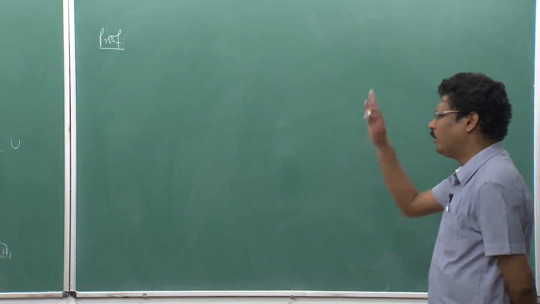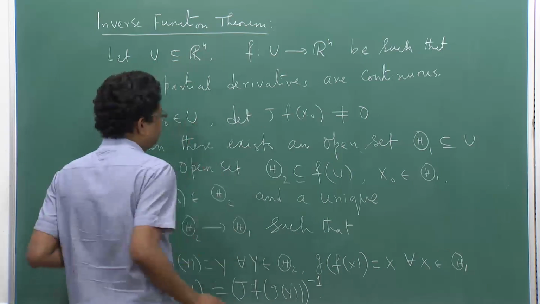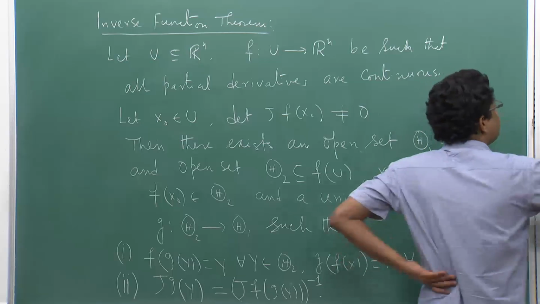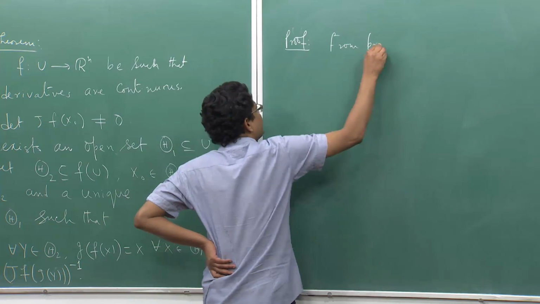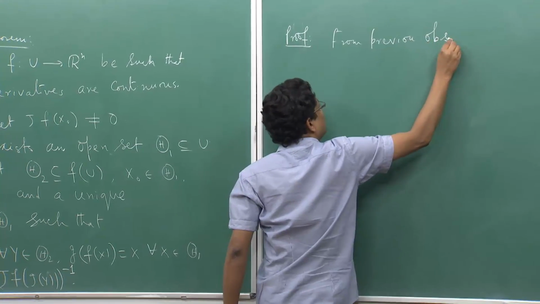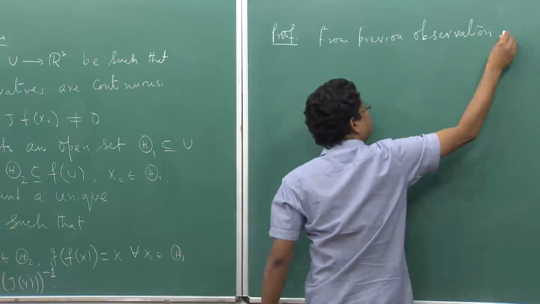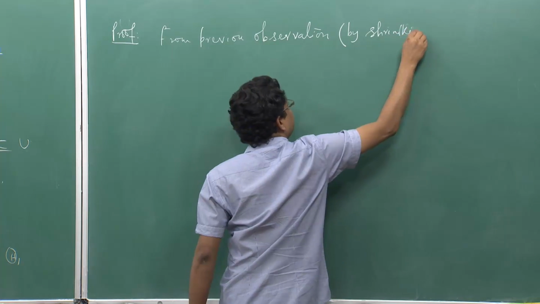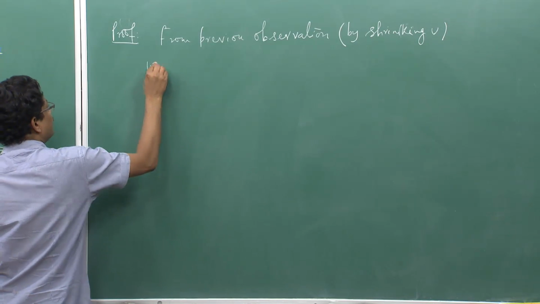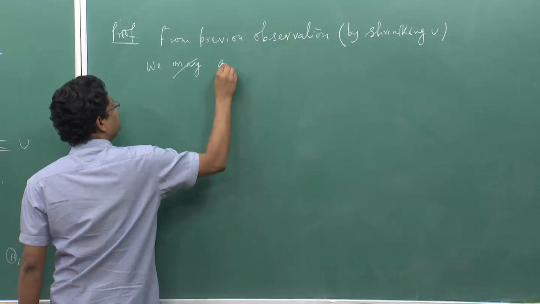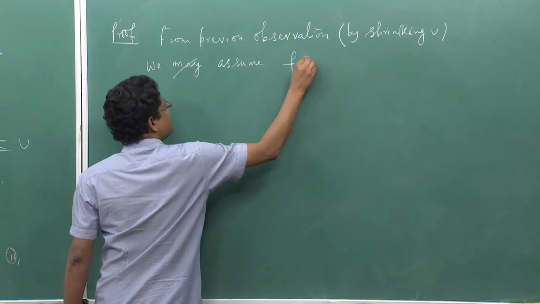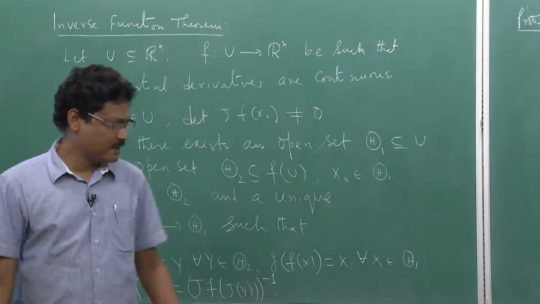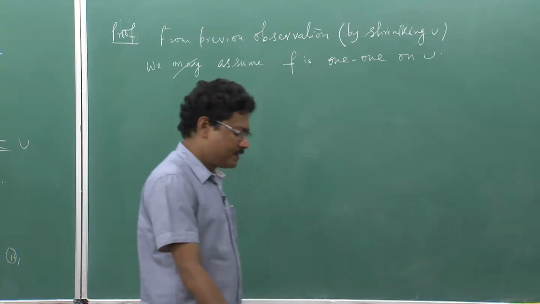Okay, let us get rid of this U fellow. f may not be 1-1 on the entire U, but here f will be 1-1 in this set. So, from the previous observation, maybe by shrinking U, we may assume f is 1-1 on U; otherwise go to some ball around x naught, because after all it is a local statement. So, go to some ball inside U around x naught where f is 1-1.